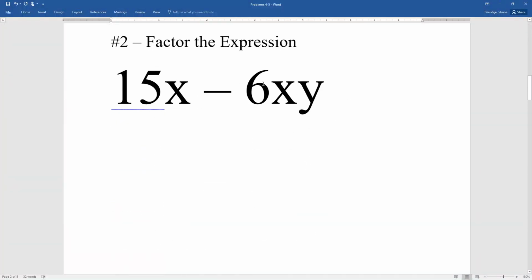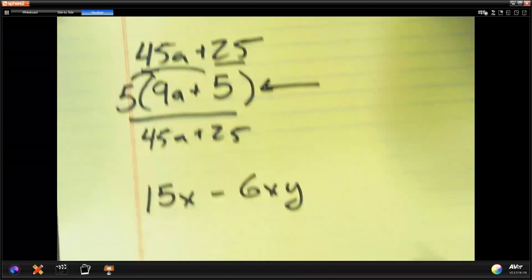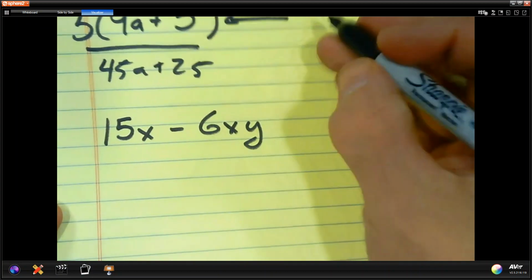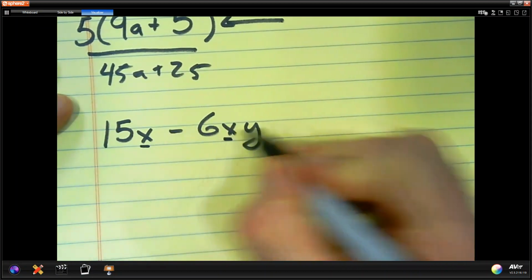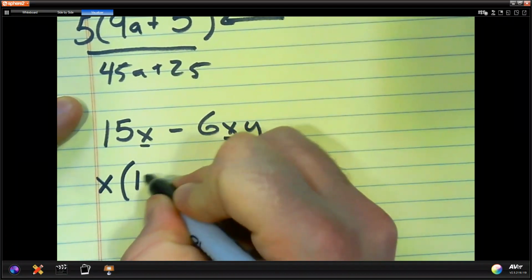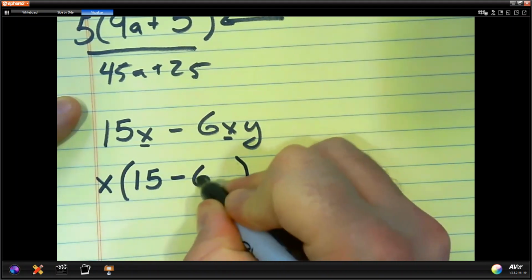Here's number 2. Notice we have some variables happening here. We also have some numbers. I'm going to pause the video, and we will come back and work through number 2. All right, let's have a look at number 2. We can see the first thing we need to pull out is a variable. I'm going to pull a variable out right away. I'm left with 15 minus 6y.